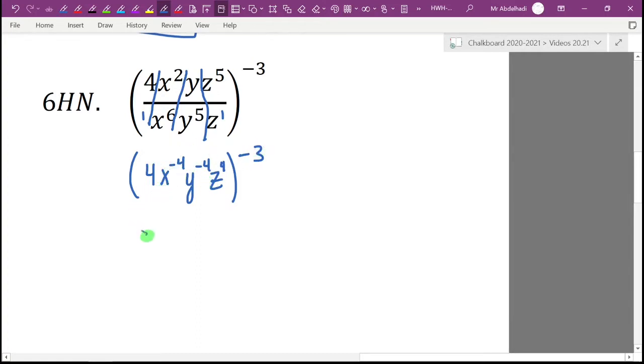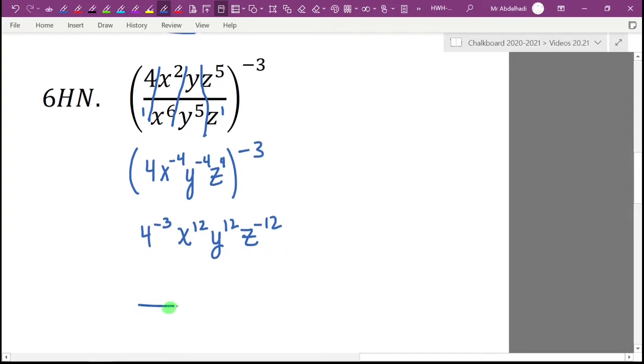So this becomes 4 to the negative 3. Negative 4 times negative 4 times negative 3 is positive 12. So that's going to be x to the positive 12, y to the positive 12, and z to the negative 12. Now you see some things have negative powers, so you need to flip them. So create a fraction. The stuff with the positive powers stays on top. So x to the 12th, y to the 12th stays on top.